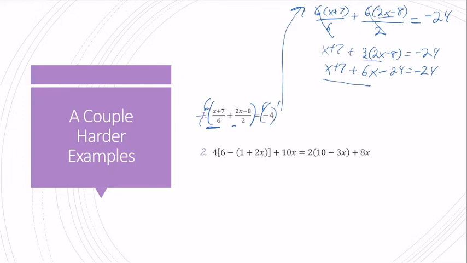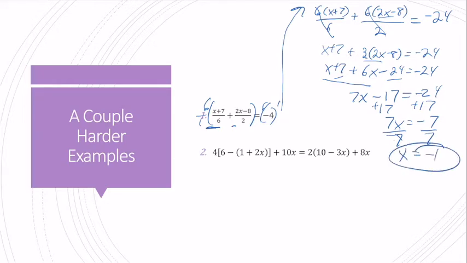I combine my like terms, x and 6x gives me 7x. 7 and negative 24 gives me negative 17 equals negative 24. I go ahead and add 17 to both sides. I get 7x equals negative 7. Yeah, I agree with that. Divide both sides by 7, because what I do to one side, I have to do to the other. I get x equals negative 1. And I could check my solution if I wanted by plugging it into my original equation.